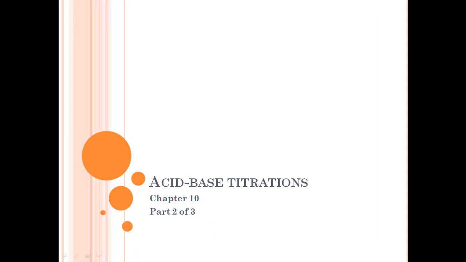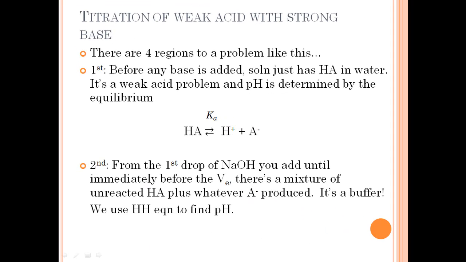This is part 2 of 3 of chapter 10, which is titled Acid-Base Titrations. Let's get started. Starting with section 10.2, it's titled Titration of a Weak Acid with a Strong Base. If you read the first sentence of this section, it says the titration of a weak acid with a strong base puts all of our knowledge of acid-base chemistry to work.